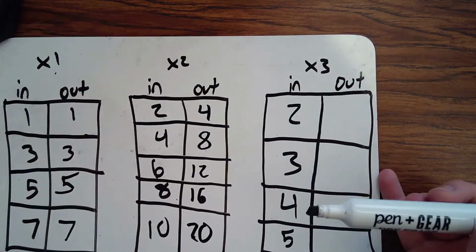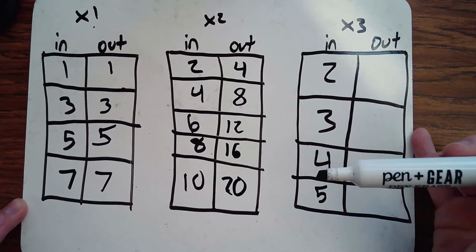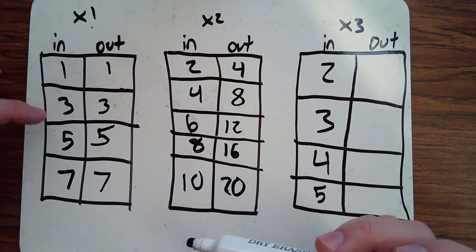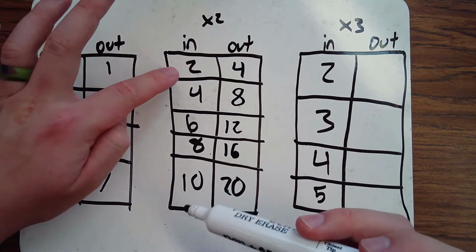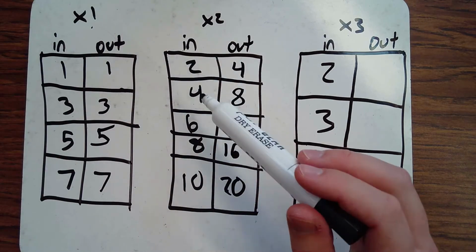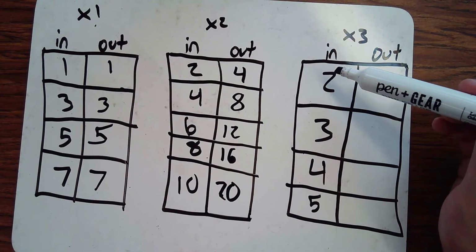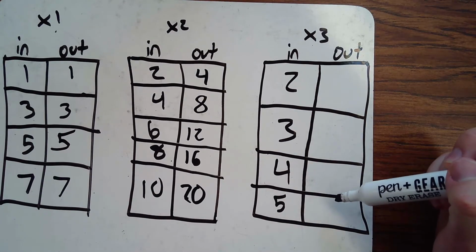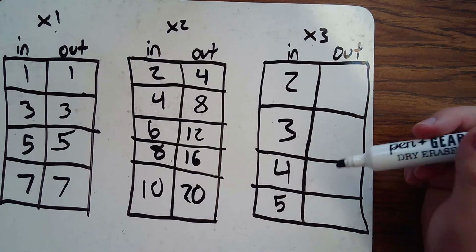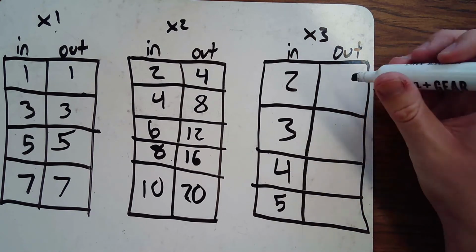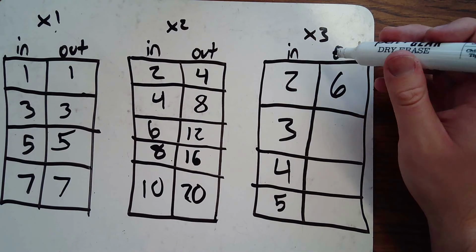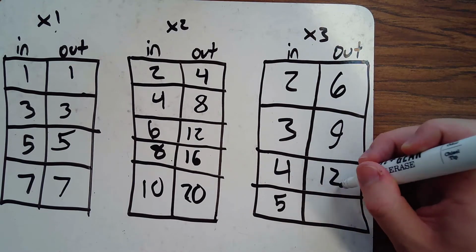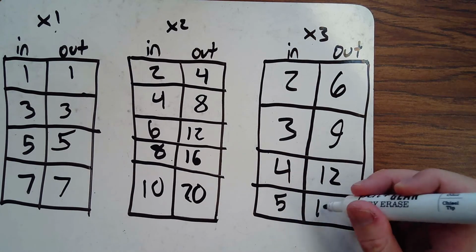Let's try the 3s. This one looks a bit different because the first one we increased by 2 digits each time, 1, 3, 5, 7. Same here, we increased by 2 digits each time, 2, 4, 6, 8. This one we're just going up by 1 digit each time, 2, 3, 4, 5. So let's see what the pattern's like when we do the multiplication into the output table here. So 2 times 3 is what? That's 6. 3 times 3 is 9. 4 times 3 is 12. And 5 times 3 is 15.